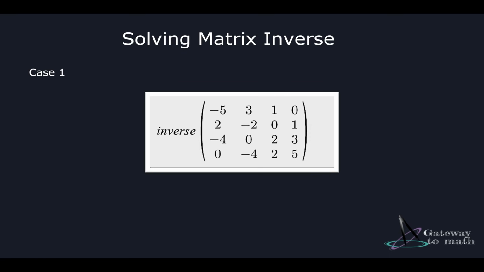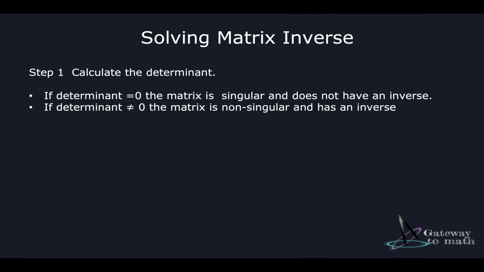Okay, so inverse of this matrix. Step first, calculate the determinant. So if the determinant equals 0, the matrix is singular and does not have an inverse. This is the step first that you have to keep in mind when you're solving a matrix for an inverse problem statement. If determinant is not equal to 0, the matrix is non-singular and has an inverse.